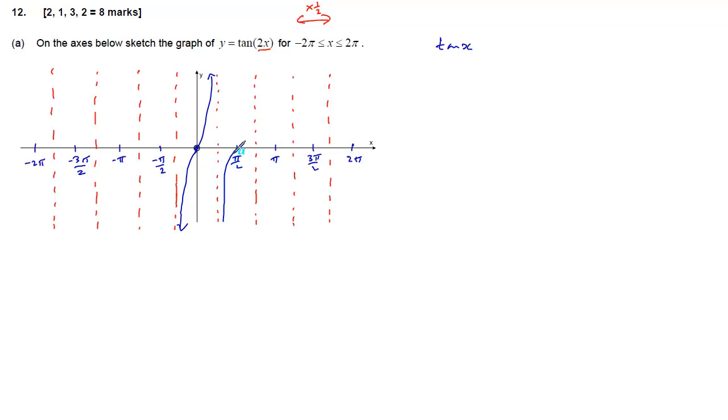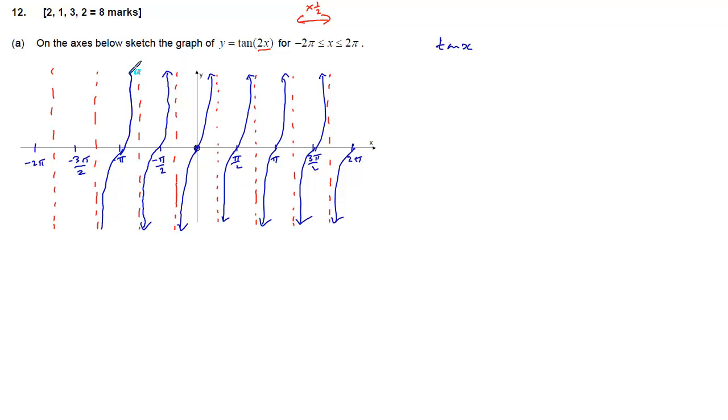So it's going to just do that, and it's going to do that, and that, and this bit will just come to here. And then the same sort of thing over here. I should probably be trying to be a bit neater than I am. But we've got the major features on there. We've got the zeros, we've got the asymptotes. And then this one will just be that bit, like so.